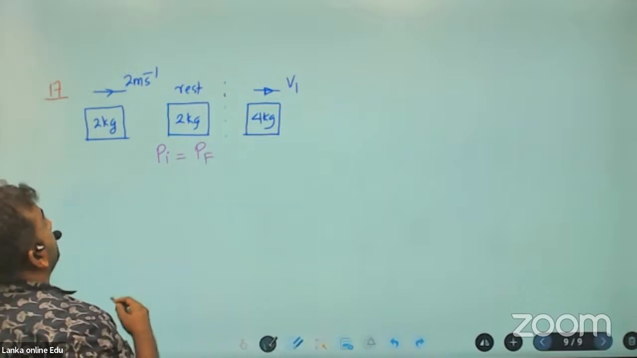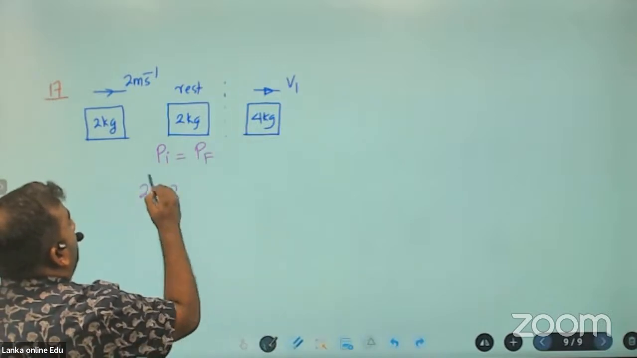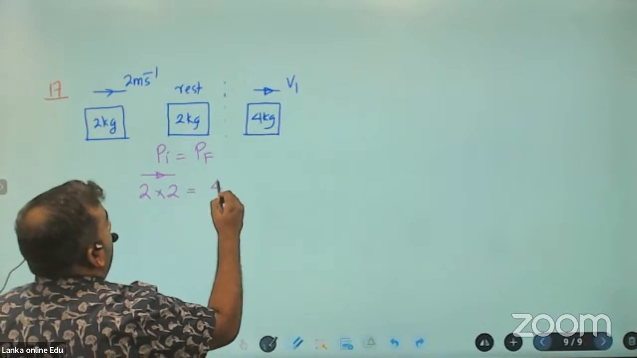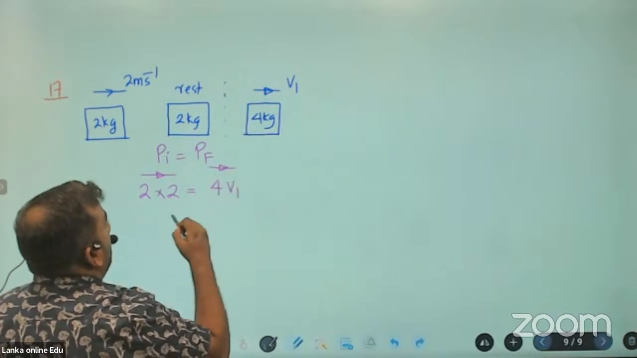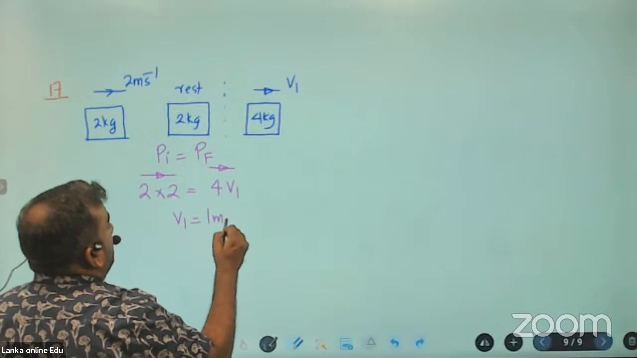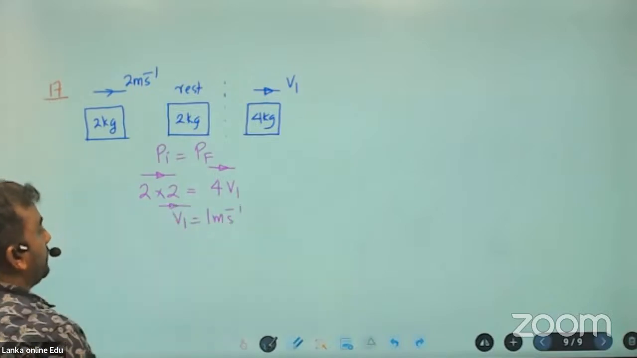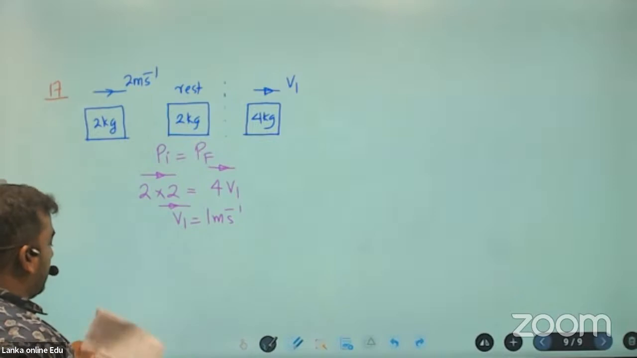Quickly, I'll solve it. 2 times 2 in the forward direction equals 4 times V1. Velocity is equal to 1 meter per second, forward. What are they asking you? Percentage loss.